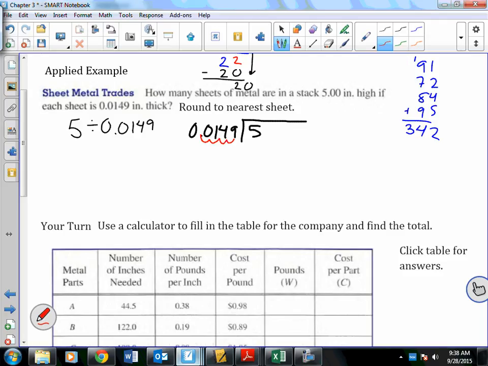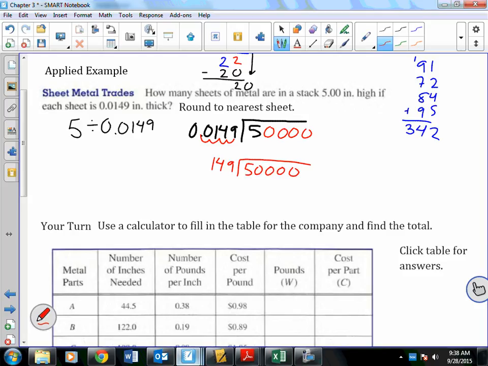So 1, 2, 3, 4. I'm going to do the same over here with 5. If I move it over 4, I'm going to add 4 zeros in here. And now I need to ask how many times. It really becomes this question: does 149 go into the number 50,000?